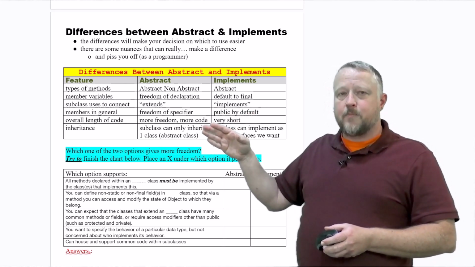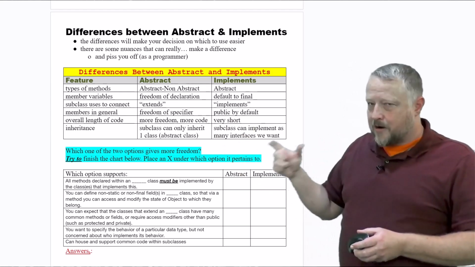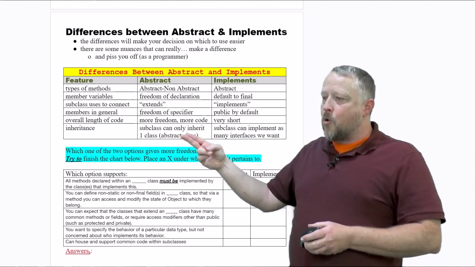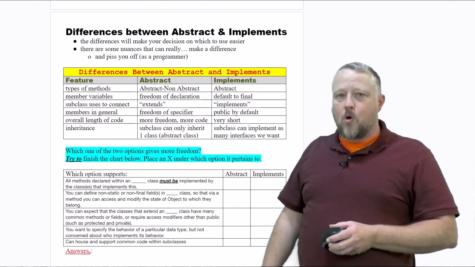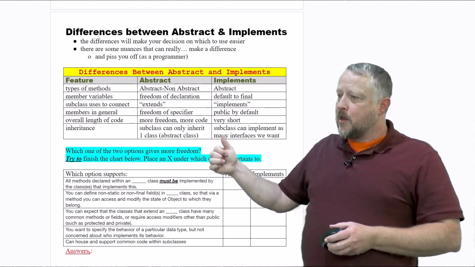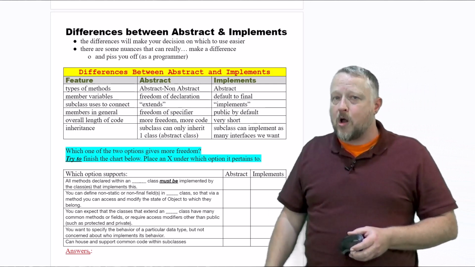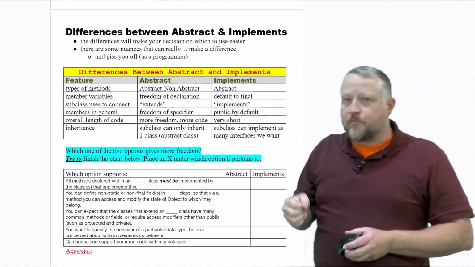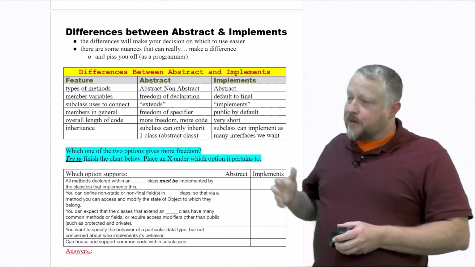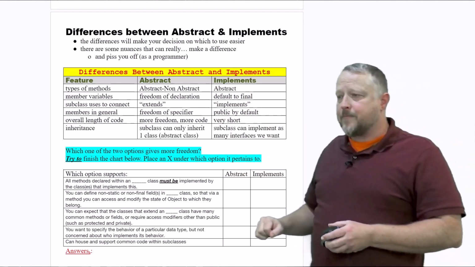Overall length of code. You have more freedom, you're going to have more code. This is meant to be short. Here's the kicker, though. When we try to do inheritance, a subclass can only inherit one class, one abstract class, and that's it. Or another class, doesn't have to be abstract class. A subclass can implement as many interfaces as we want. So again, interfaces have little pieces of nice candy in there that we may want to grab from. We can do as many as we want in interfaces.